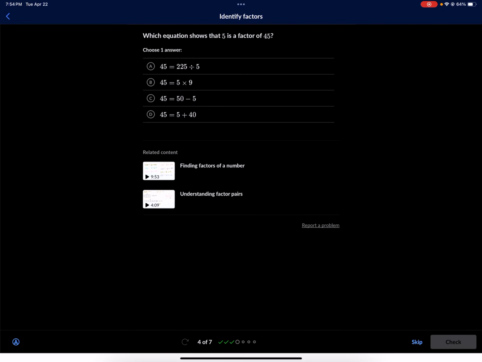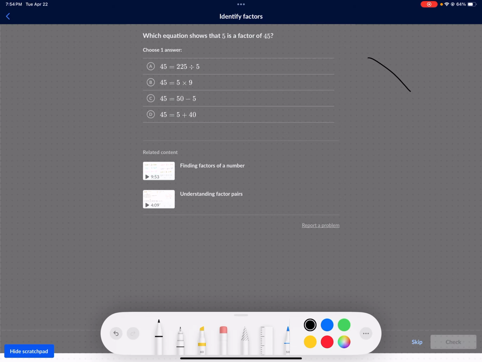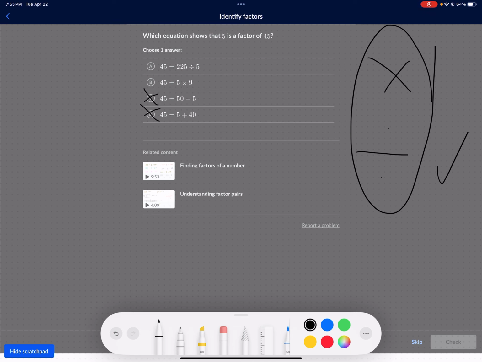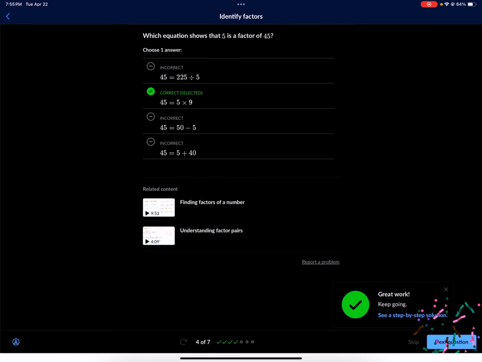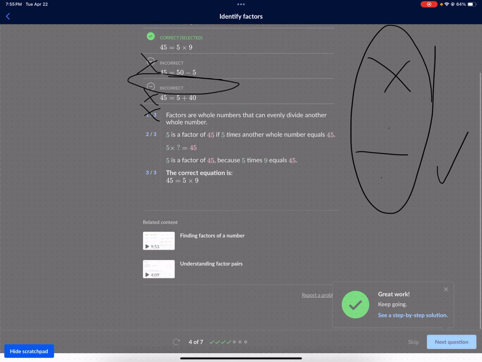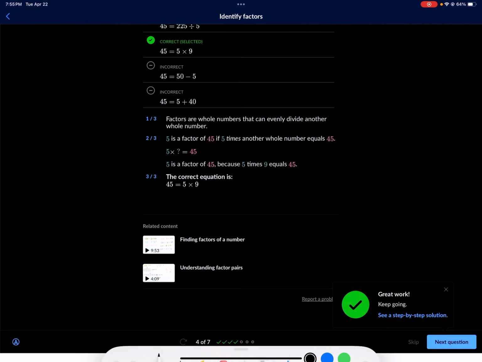Which equation shows that 5 is a factor of 45? So again, we want to make sure that we're either using multiplication or division. We want to make sure that it is correct. That's the only two things we know. C and D use subtraction and addition, so that wouldn't work. And although this is correct, it doesn't really demonstrate how it is. This is the only correct answer. So, it's B. If you got that correct, good job. If you didn't, here's the videos right here. Otherwise, happy studying. You can always ask me for help.